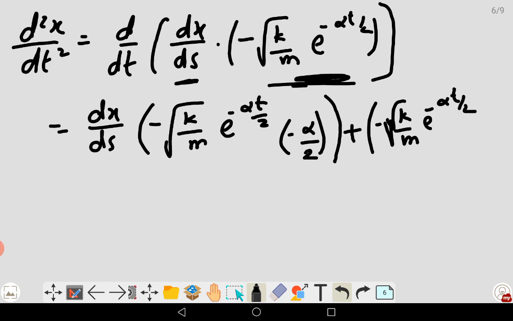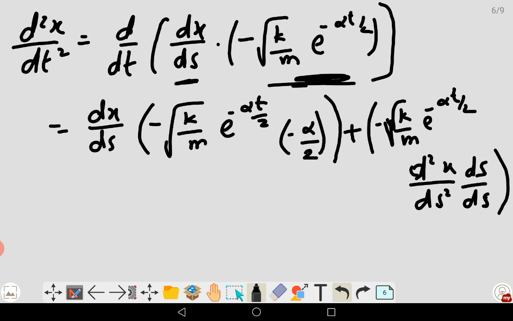Differentiate this dx by ds. What do you get? d square x divided by ds square and then ds over dt. This should be the way: differentiate x with respect to s and then s with respect to t. And this ds by dt is already known. We are going to use it here, ds by dt. So finally I am going to expand every time.